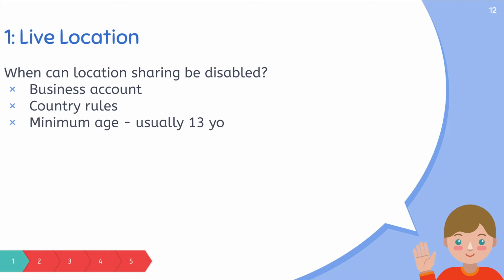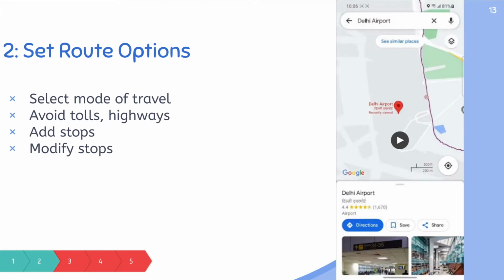There are some cases where you cannot share your live location. This is when you have a business account और आपकी country restrict करती है live location share करना, या अगर आप बहुत छोटे हैं and Google places a restriction on the age that is required to share your location for it. Now the next hidden technique that we're gonna see is setting the route options. So let's check it out.